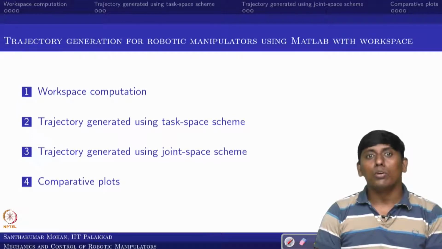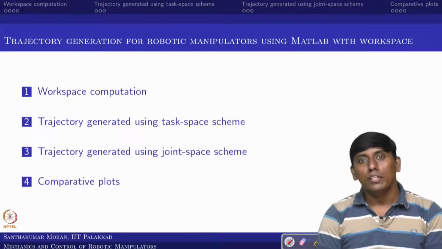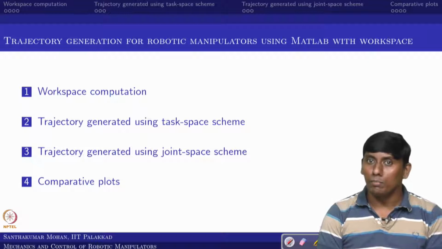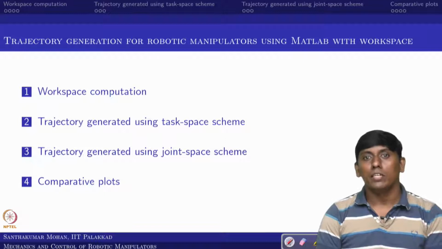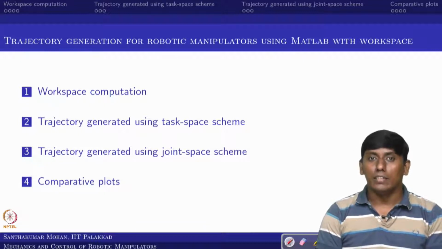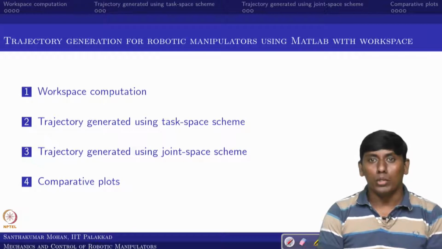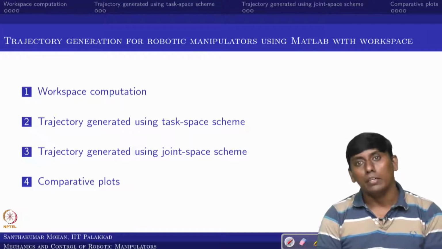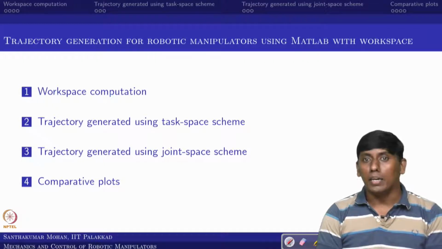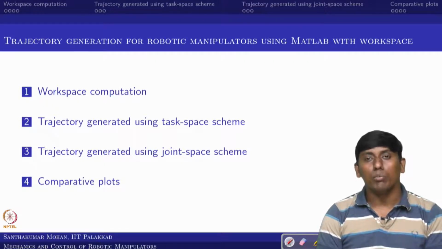This lecture is going to talk about workspace computation, then the trajectory generated using the task space scheme for the same 2R serial manipulator, including the workspace. Then we can see the trajectory generated using the joint space scheme. Then we will compare one to another, how it is happening. So, we will take the same case and compare how it happens in each.